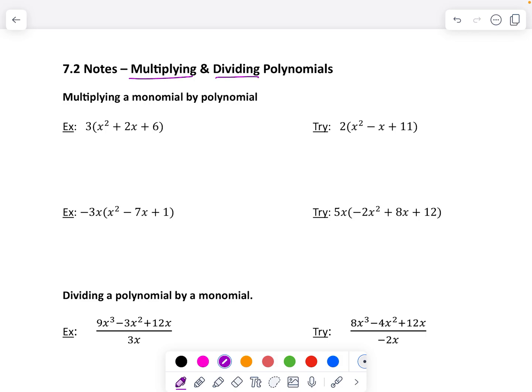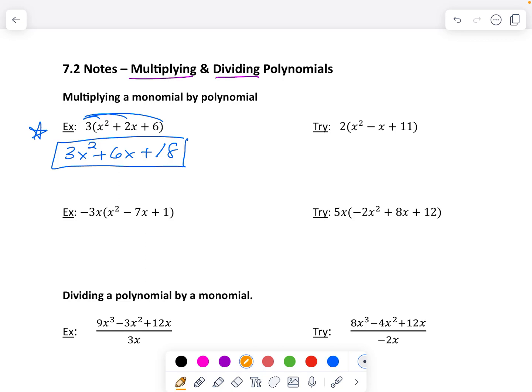So we're going to start with multiplying a monomial by a polynomial. And so to do that, we are going to distribute just like we've done before. So looking at this first example here, we're going to distribute that 3 just like we normally would. So 3 times x squared is 3x squared plus 3 times 2x would be 6x plus 3 times 6, 18. Remember, that's it. Can't combine. There are no like terms here. X squared is different than x is different than 18.